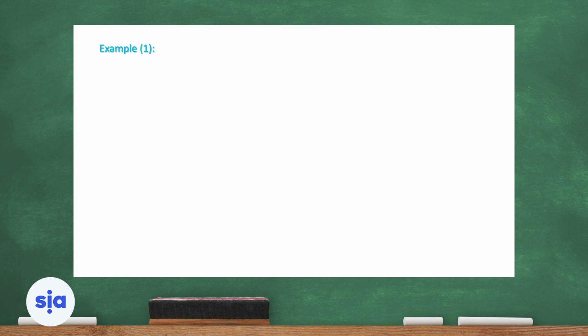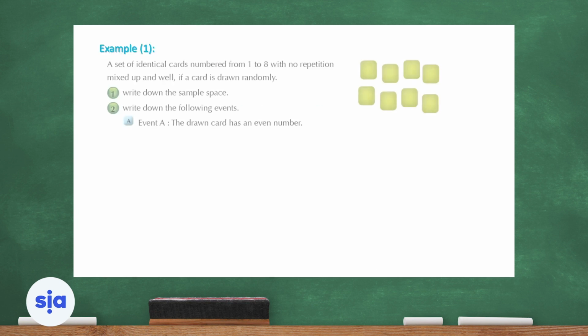Let's move on to one of the examples to check our understanding. A set of identical cards numbered from 1 to 8 with no repetition, mixed up well. If a card is drawn randomly, write down the sample space. The options that we have here are numbers from 1 to 8. So the sample space is 1, 2, 3, 4, 5, 6, 7, and 8.